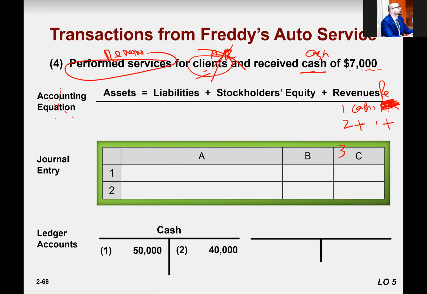So cash increase means debit or credit? Debit. Well done. And how about the revenue? Revenue increase, credit. And how do you pronounce the entry? Cash 7,000 debit and then revenue 7,000 credit. How do you pronounce it? You just pronounce how you write it down.